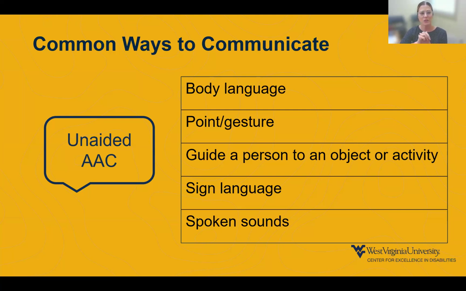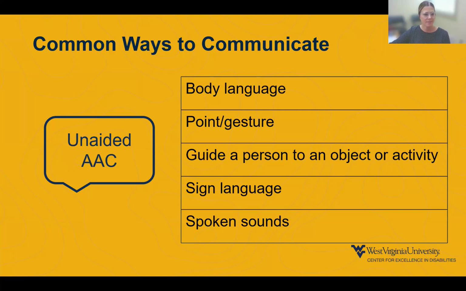Sign language could also be considered unaided AAC, and even spoken sounds. So not words put together in a full word or a full phrase or sentence, but spoken sounds. In that way, we might think of environmental sounds like barking like a dog or doing a whistle or like a choo-choo train, right? So things that we hear in the environment that might be considered spoken sounds that are communicating something. So all of these examples are, again, unaided AAC. And what that means is it doesn't require equipment or external technology. And it's something other than speech that can communicate something.